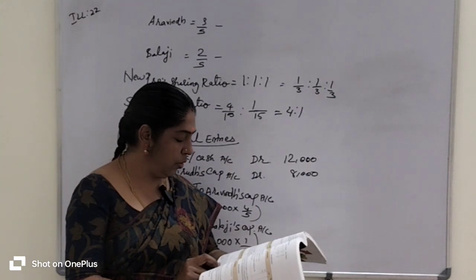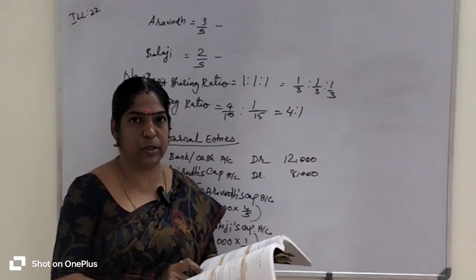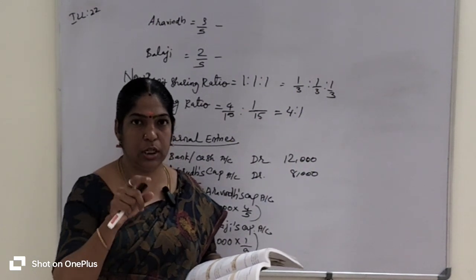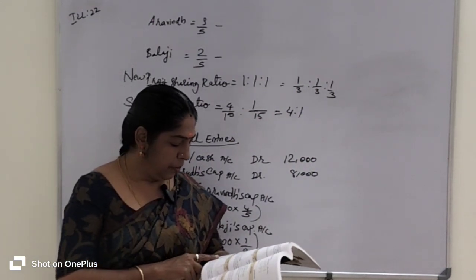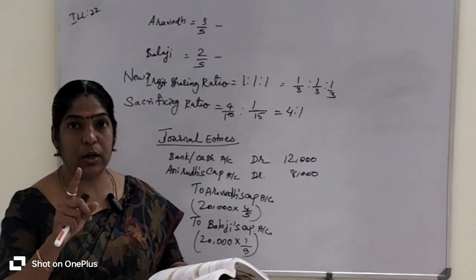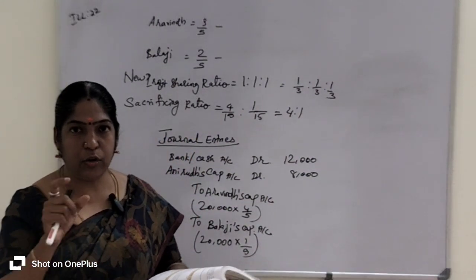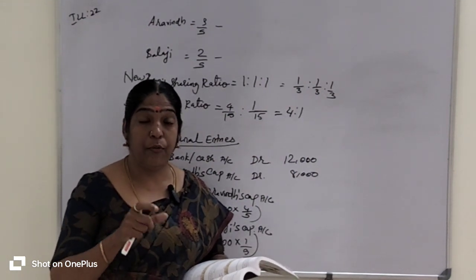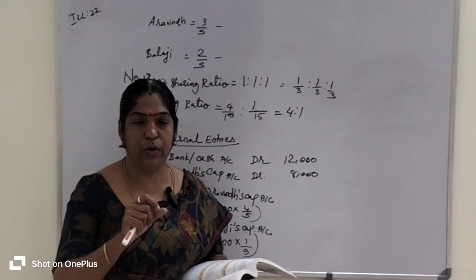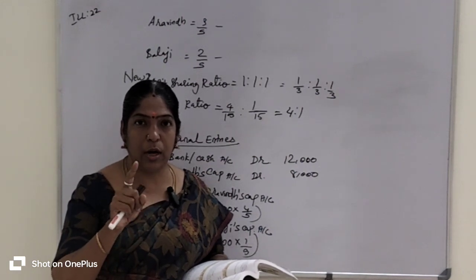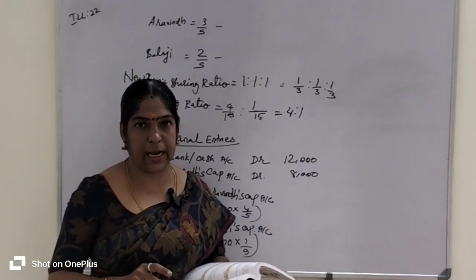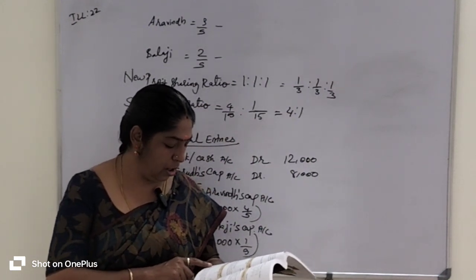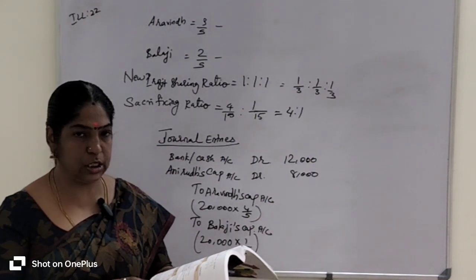Anirudh's share of goodwill is valued at 20,000 rupees. So Anirudh is a new partner whose share of goodwill is 20,000 rupees, right? But he pays only 12,000 rupees cash. From that 20,000 rupees goodwill, Anirudh, the new partner, only pays 12,000 rupees cash towards goodwill. Pass the necessary journal entry for goodwill, assuming the fluctuating capital method is followed.